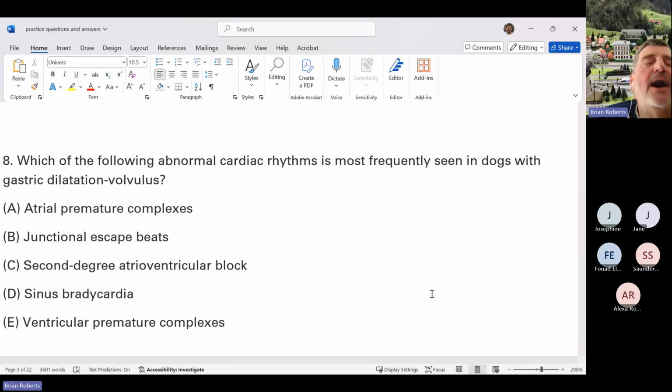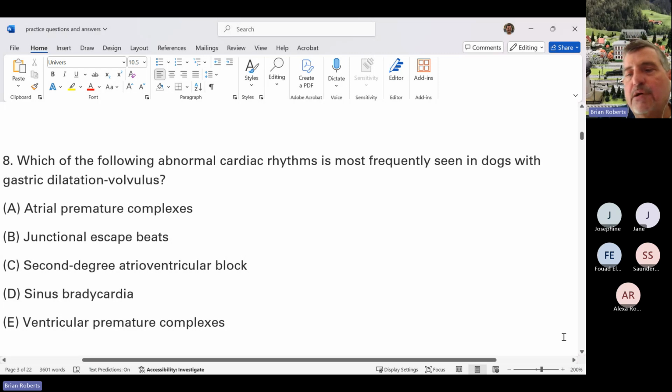When hypoxia affects the heart, we're going to see primarily ventricular problems because that is where the oxygen demand and oxygen utilization is for the most part.